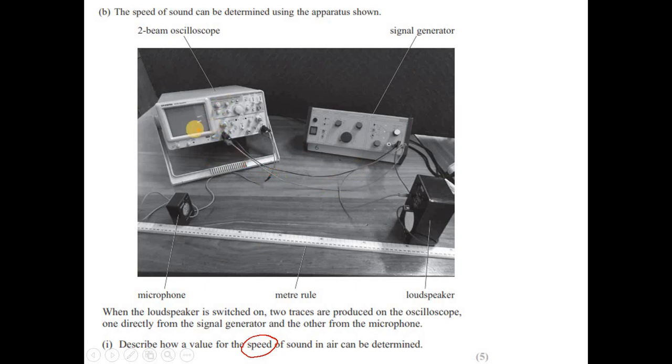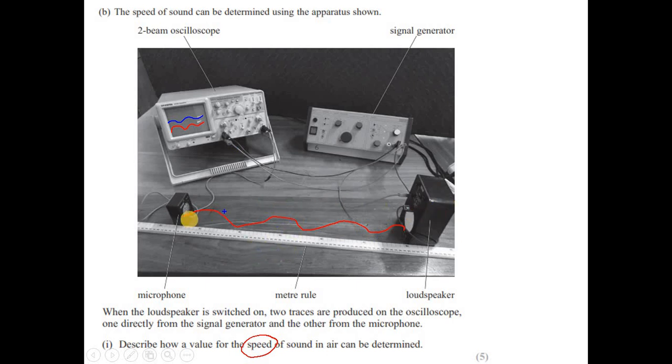This oscilloscope is showing basically two signals. One is directly from the frequency generator. So this is the direct signal from the frequency generator, and the second signal is what we are receiving on the screen. The loudspeaker is producing sound, traveling and being received by a microphone, and the microphone sends a signal to the oscilloscope. So we receive the second signal from the microphone. So how do we do that?